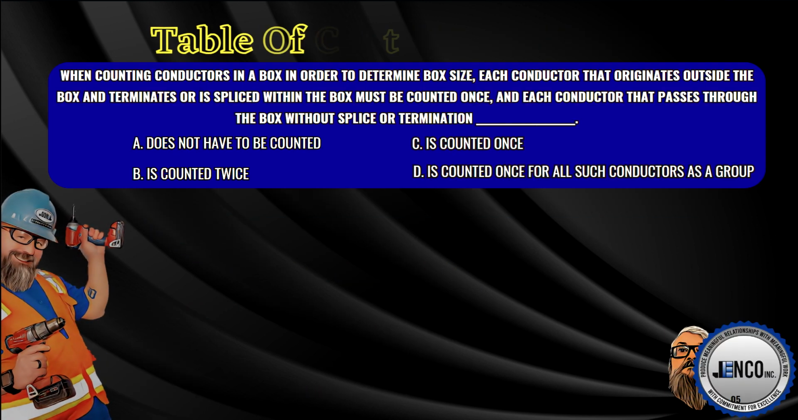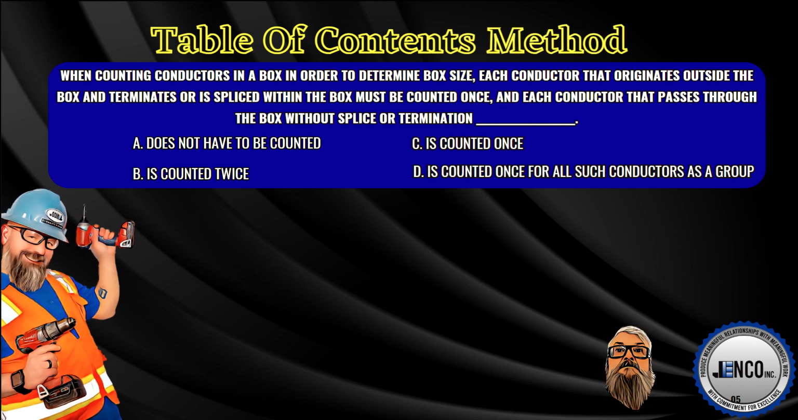The next one is the table of contents. When counting conductors in a box in order to determine the box size, each conductor that originates outside the box and terminates or is spliced within the box must be counted once, and each conductor that passes through the box without a splice or termination blank.